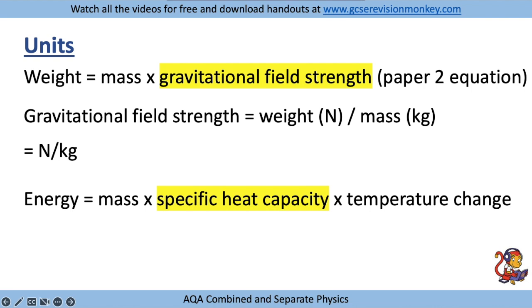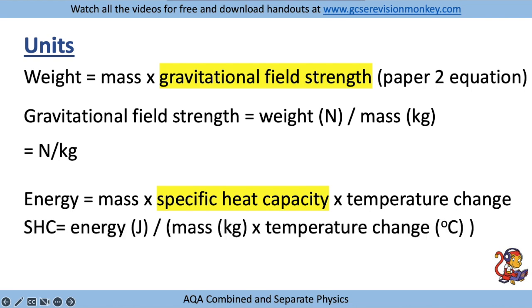Then specific heat capacity. This is a difficult unit to remember, but if you use the equation, you can work out what it is. Because if you rearrange the equation to get specific heat capacity, which I've just abbreviated to SHC, it is equal to energy divided by mass multiplied by temperature. So the units therefore would be joules per kilogram degrees C, because it's the energy in joules divided by kilograms multiplied by the degrees C.